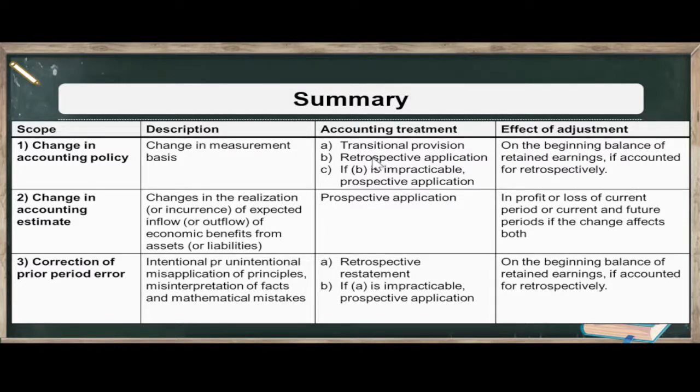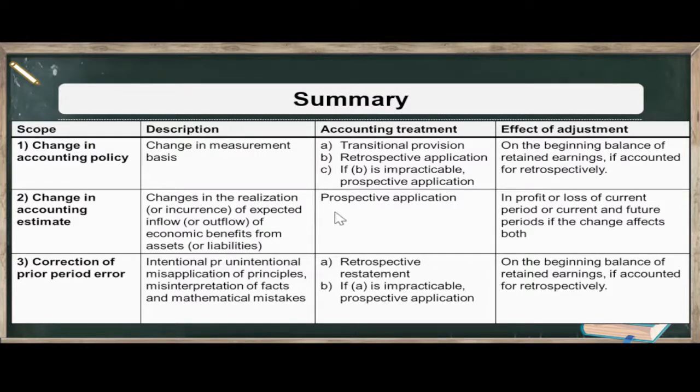How do we treat these changes in accounting policies? That's based on transitional provisions. So if the new standard provides something, what should be done first, what should be changed, what should be adjusted, you follow it. That is the transitional provision. What did the new standard provide? If there is none, or if our change is voluntary, then you have to treat it retrospectively. If that is impracticable, then prospective application. What would be the effect of any adjustments? On the beginning balance of the retained earnings, that would be adjusted if accounted for retrospectively.